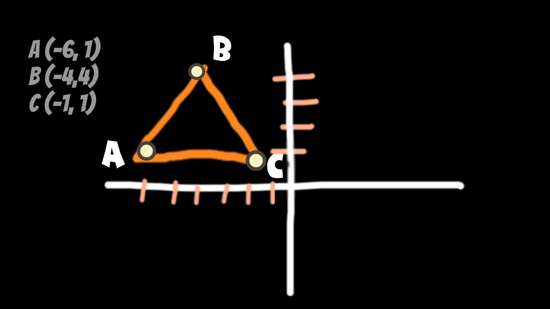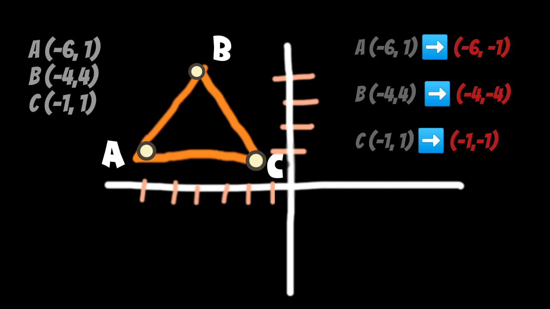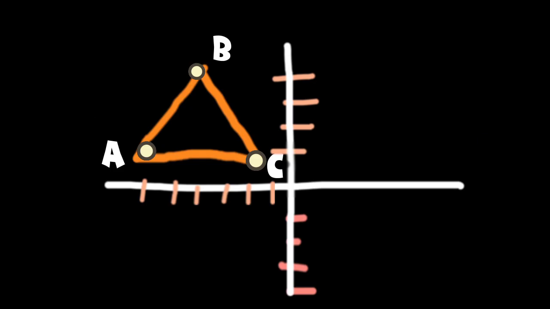So the new points are: point A is going to be (-6, -1), since 1 times -1 is -1. B is going to be (-4, -4), while C is now (-1, -1). Therefore, these are the new points for A, B, and C.